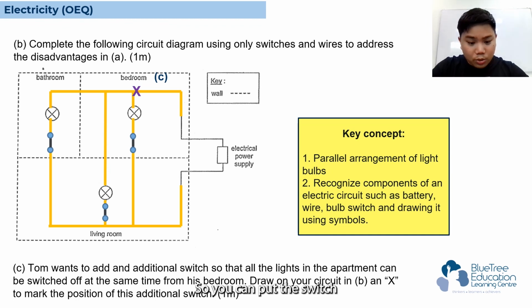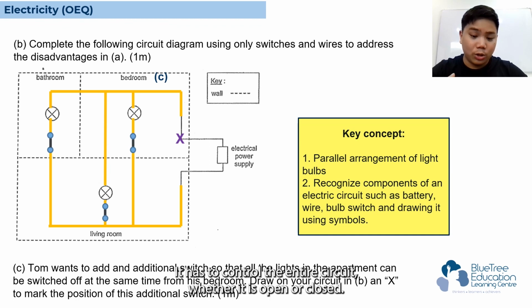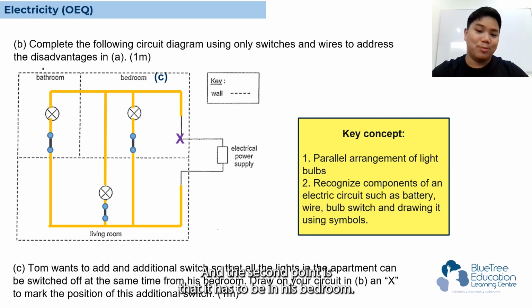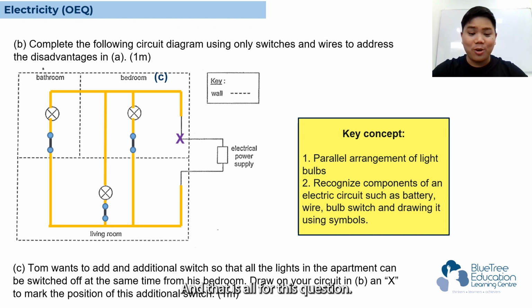You can put the switch anywhere along this line. Anywhere along this line, because of two things. It has to control the entire circuit, whether it is open or closed, and the second point is that it has to be in his bedroom. And that is all for this question, part C. Did you manage to get this right? So now let's move on.